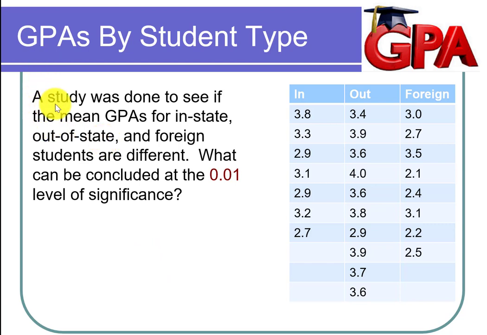A study was done to see if the mean GPAs for in-state, out-of-state, and foreign students are different. What can be concluded at the 0.01 level of significance? And we have a table here, in-state, out-of-state, and foreign, and GPAs of these students. And as I've mentioned before, we can use ANOVA if all the requirements are met.